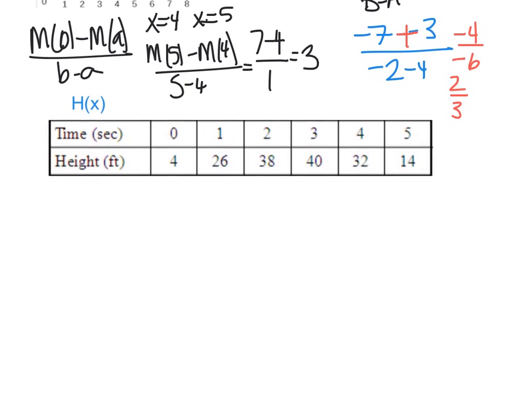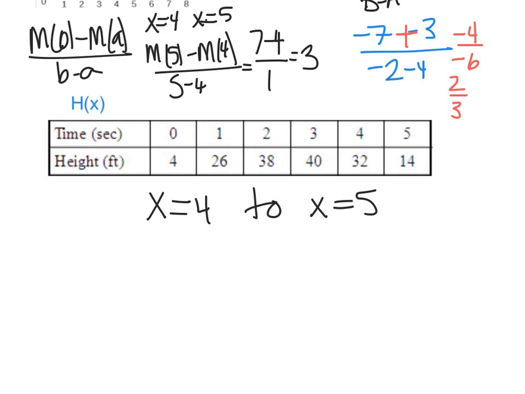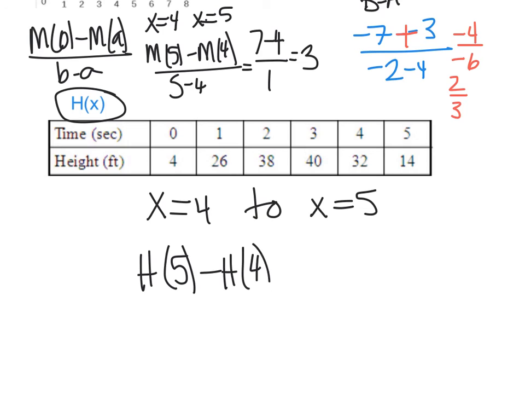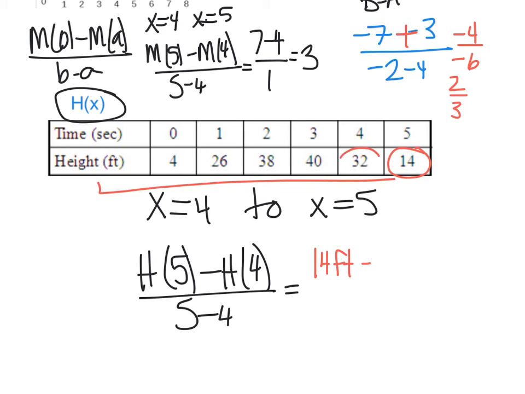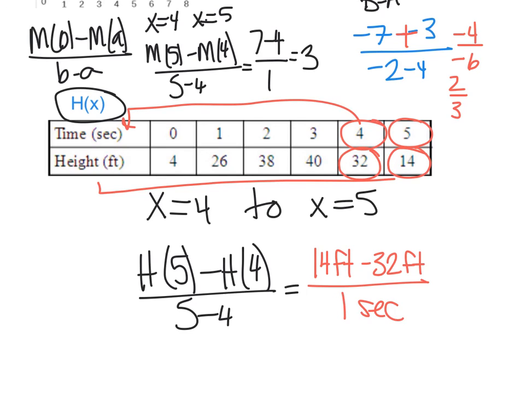Lastly, I'm going to compare average rate of change on a table. And I'm going to say from x equals 4 to x equals 5 again. Okay, so this one's titled h of x, so I'm just going to do the same idea. So h of 5 minus h of 4 all over 5 minus 4. Okay, now I'm going to go a little further here. H of 5, so that's the y value at 5, and I'm going to put my units on as well. I'm going to say that's 14 feet minus h of 4 is 32 feet all over 5 minus 4 seconds. And I'm going to say that gets me a negative 18, and when I pay attention to my units, which is a big deal, that's feet per second. So this is changing at a rate of negative 18 feet per second.